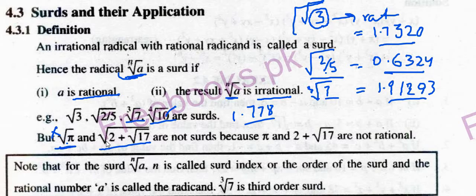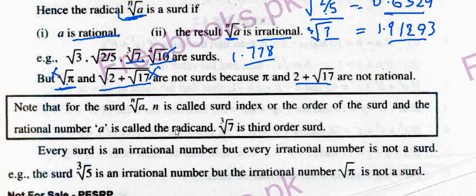What about this? Check the first condition. A is rational? A is 2 plus square root of 17. Is it rational? No, 2 plus square root of 17 is not a rational number. So this is also not a surd. Clear?